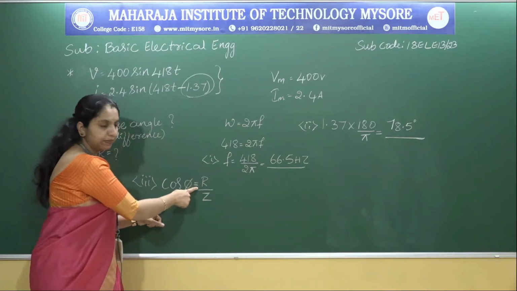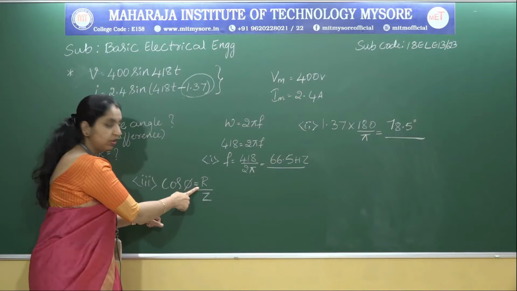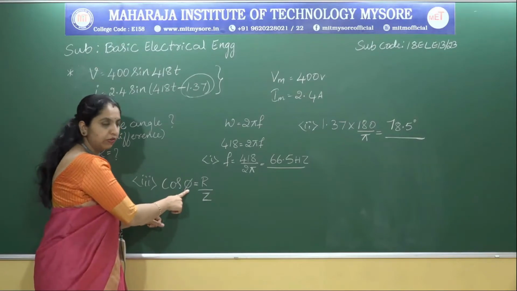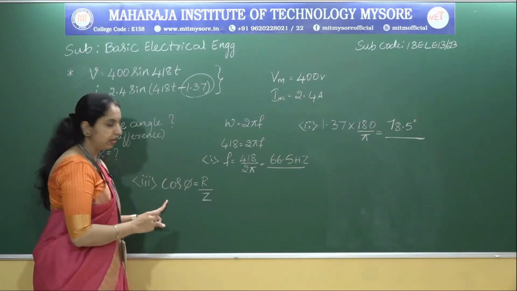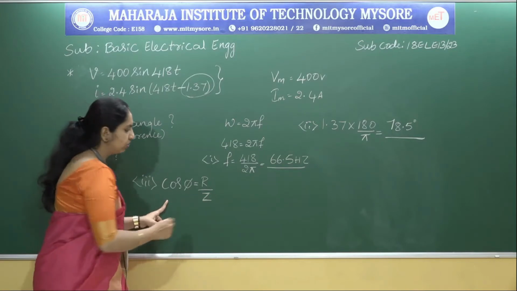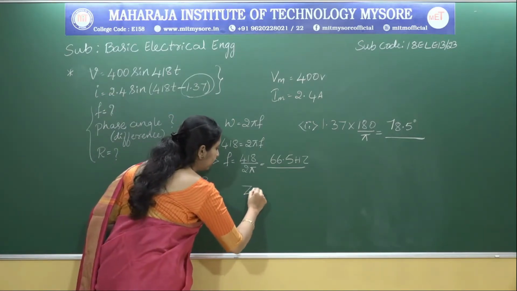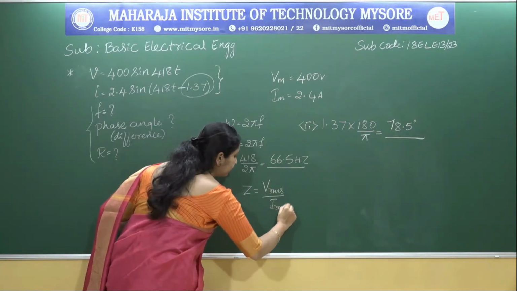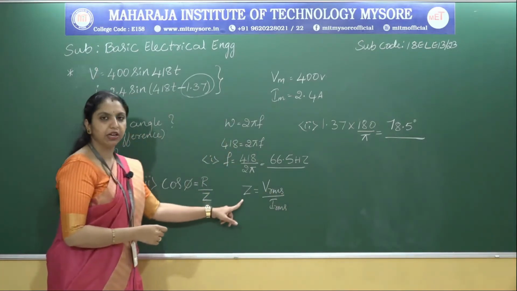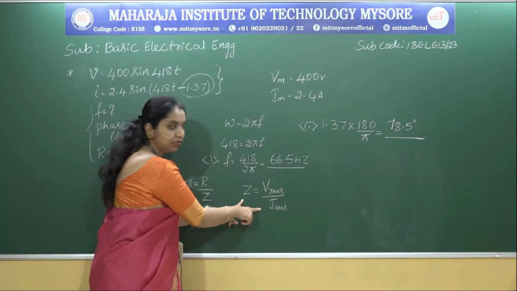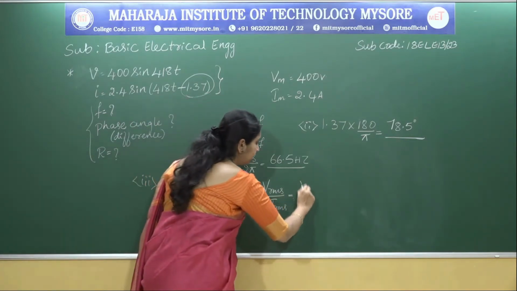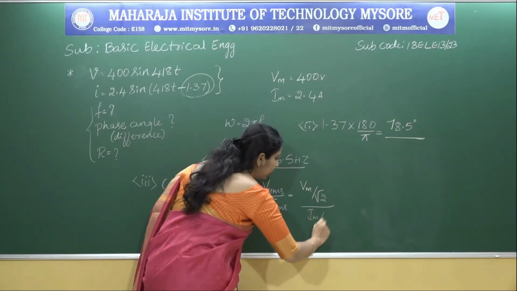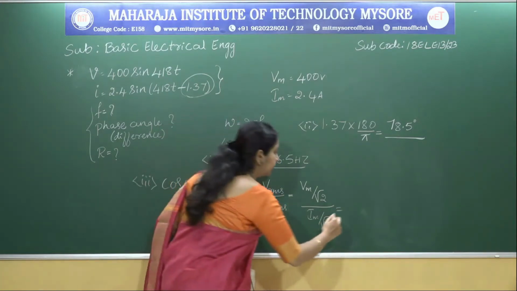But to calculate R, we must know the value of phi as well as Z. We know phi, which is 78.5 degrees. Z can be calculated with the help of Vrms divided by Irms, where Vrms is equal to Vm by root 2 and Irms is equal to Im by root 2.